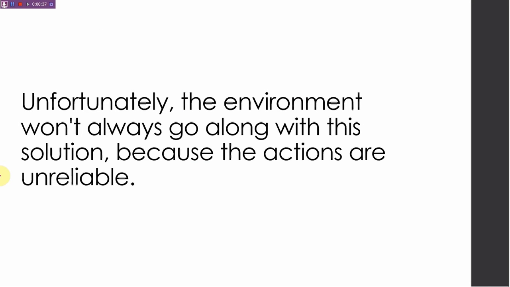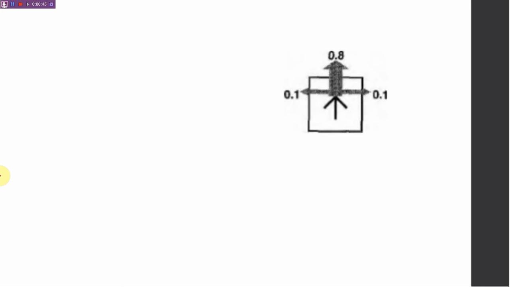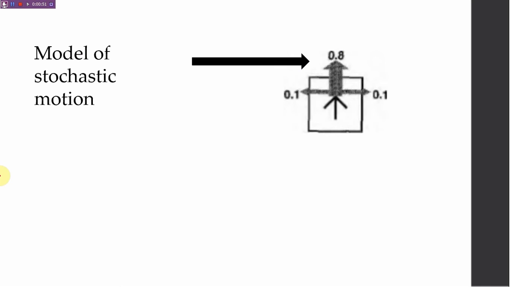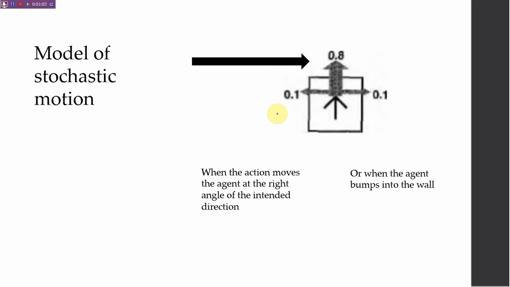Unfortunately, the environment won't always go along with this solution because the actions are unreliable. Here's a model of the stochastic motion. Each action achieves the intended effect with a 0.8 probability. But we could say that an action is slippery and there's a 0.1 probability the action moves the agent at the right angle of the intended direction, or it bumps into a wall and stays on the same position.